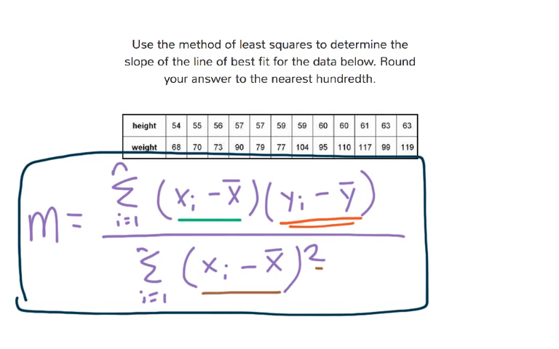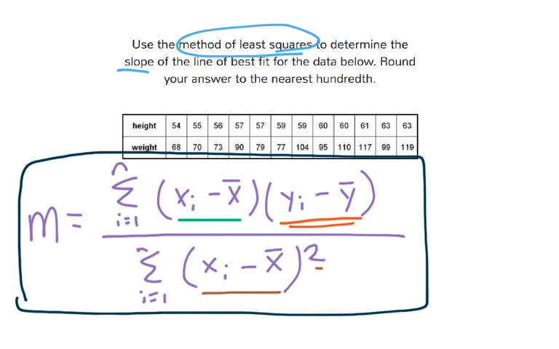Use the method of least squares to determine the slope of the line of best fit for the data below. Okay, so we're using the method of least squares, which has a formula for finding the slope for this line of best fit. We have a lot of data here. We're first going to look at this formula with some simpler data. So first let's look at the formula for the slope.